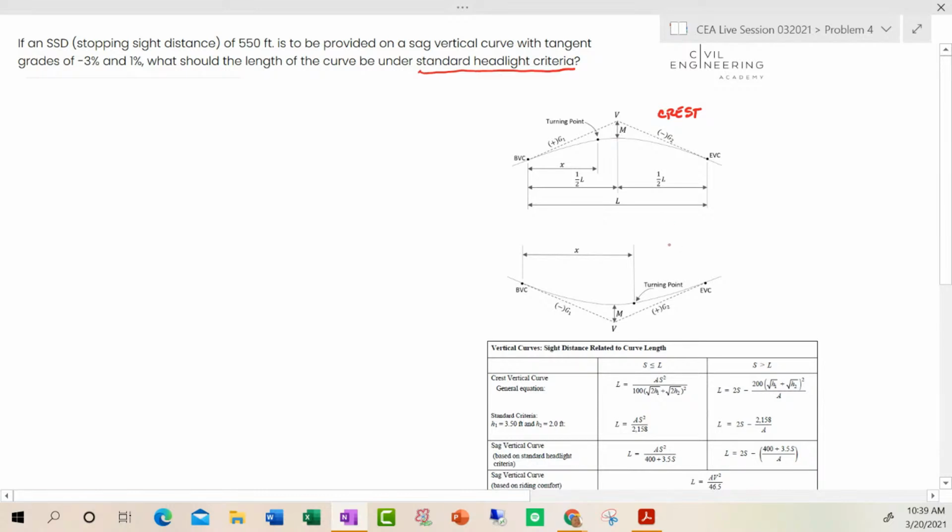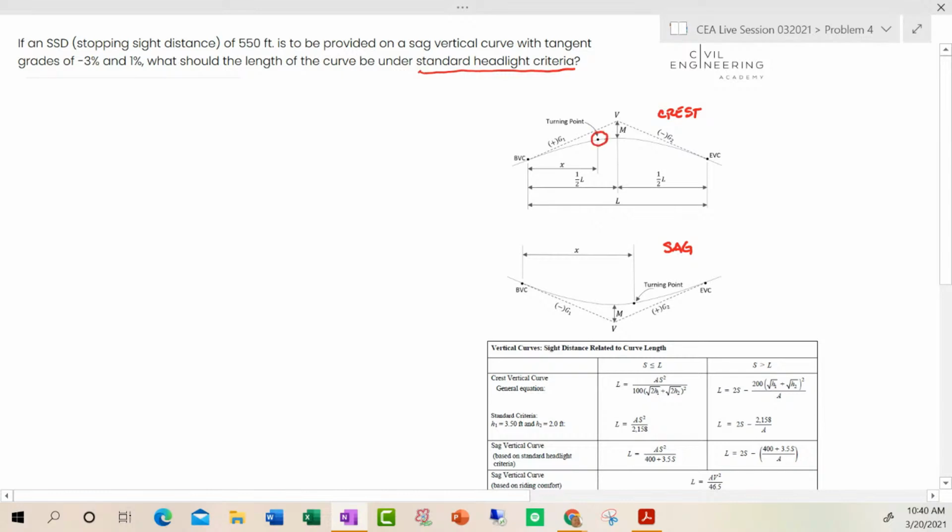And this one would be our sag curve. So, the two types of vertical curves. Now, just a quick overview of some of the terms. The BVC is the beginning of the vertical curve. The EVC is the end of the curve. We've got this turning point that's right here.